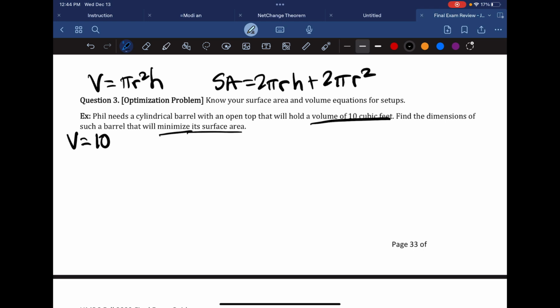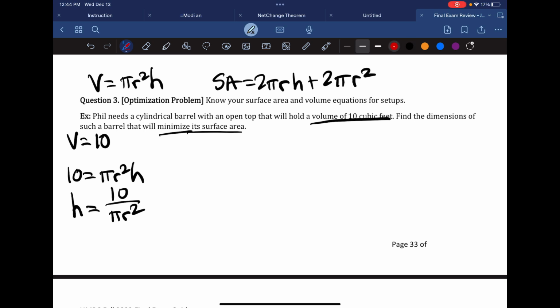That means that we're going to need to solve for volume and somehow plug it into the surface area. Since our V is 10, 10 equals pi r squared times height. Now we need to solve this in terms of r or in terms of h. It's best to solve this in terms of h, because if we solved it in terms of r, we'd have to plug it in here and then square it, and that just gets messy. So h equals, we just divide both sides by pi r squared, so h is 10 divided by pi r squared.